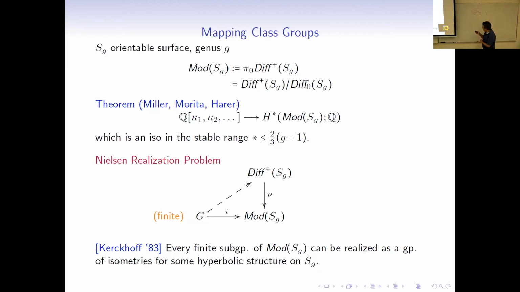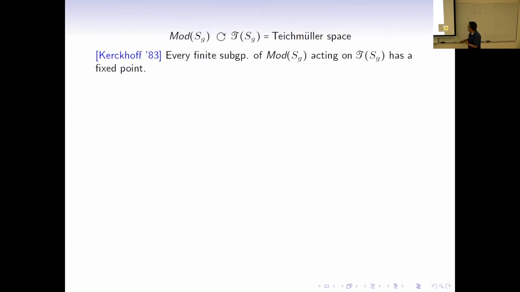Now one can state Kerckhoff's theorem in a certain other way. We know that the mapping class group acts on the Teichmüller space of complex structures on the surface, modulo diffeomorphisms isotopic to the identity. One way to state Kerckhoff's theorem is to say that every finite subgroup of the mapping class group acting on the Teichmüller space has a fixed point.